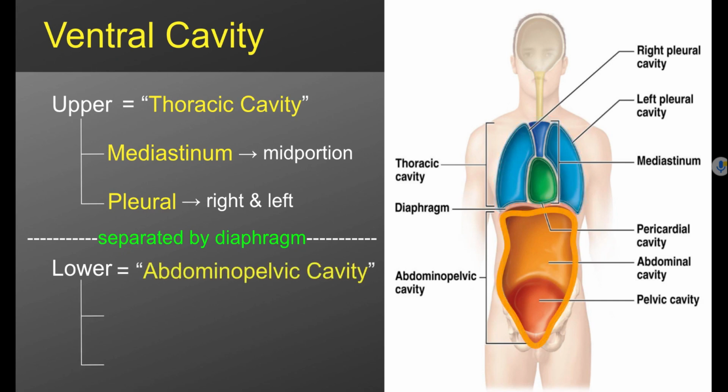The lower part of the ventral cavity is called the abdominopelvic cavity, and there's a top portion and a bottom portion of it. The top portion is called the abdominal cavity, and the bottom portion is called the pelvic cavity. Again, pause the video. I think it will help if you look at the picture.